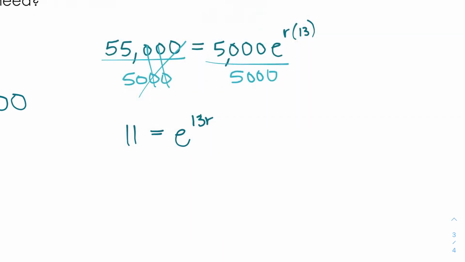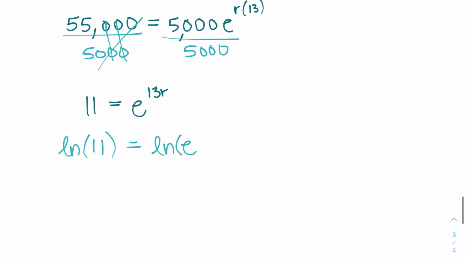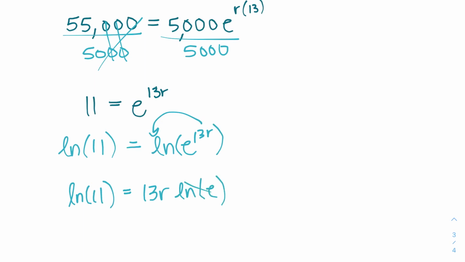At this point, we would then take the natural log of both sides. So natural log of 11 equals natural log of e to the 13r. And again, we do the log because it allows us to use the power property. We do natural log because it's log base e, and we've got an e here. So my exponent would come down. So I have natural log of 11 equals 13r natural log of e. And again, natural log of e is just 1, so it doesn't do much for us. It just goes away. We divide both sides by 13.